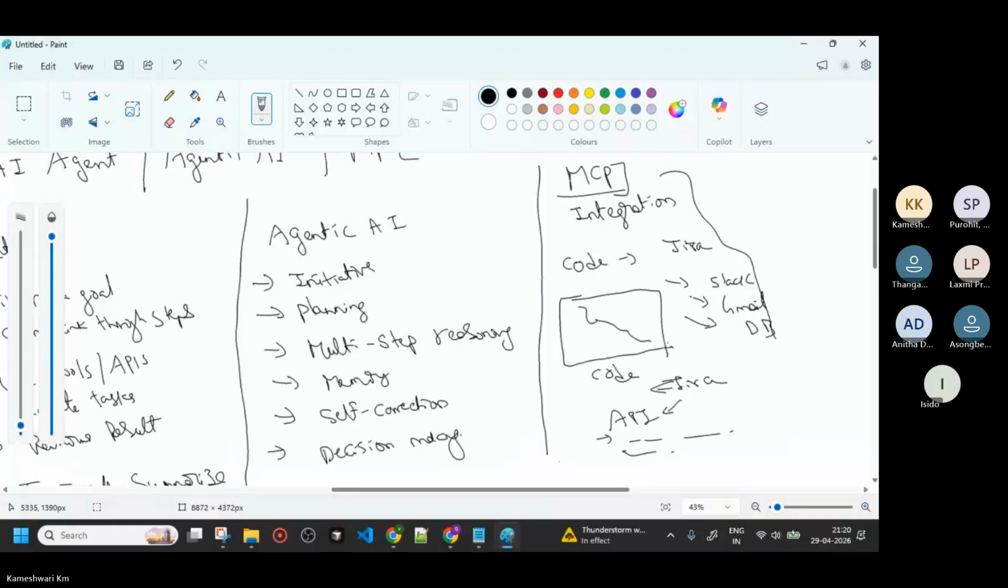Got it clear? Playwright also has an MCP, right? So what does the Playwright MCP actually do? MCP is the same one server. They have given the built-in application with the help of MCP. This Playwright is an automation tool.